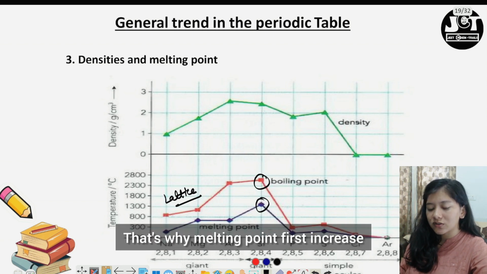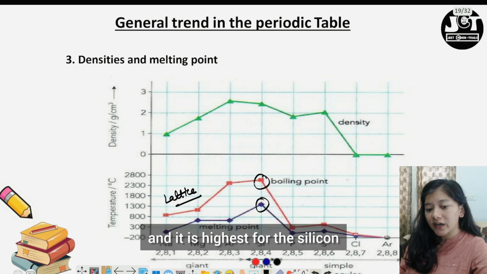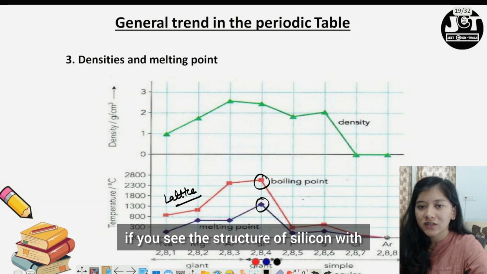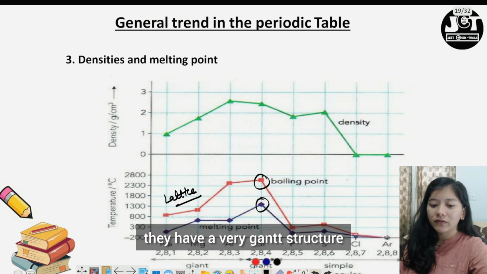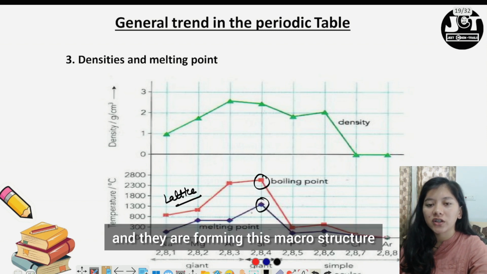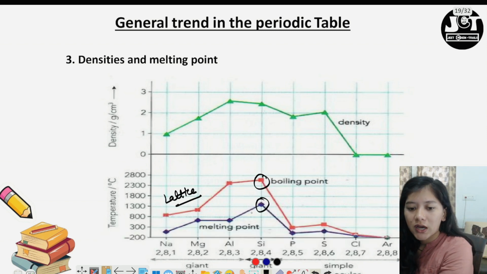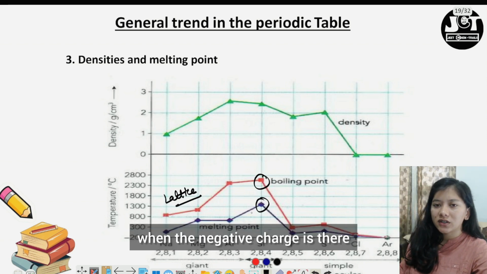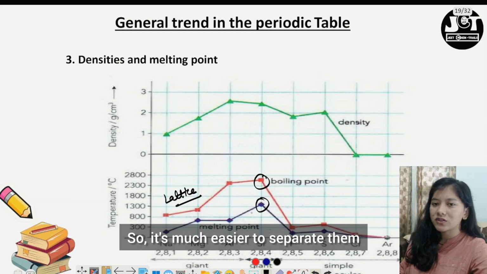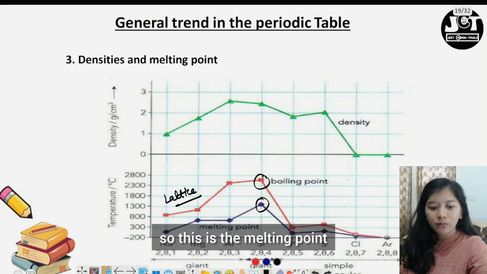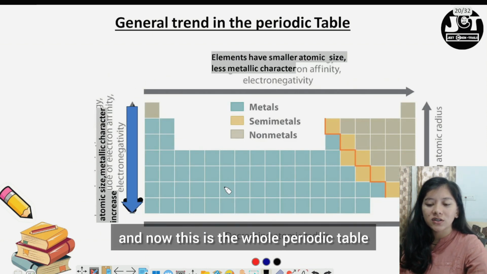That's why the melting point first increases, and it is highest for silicon, right? This is the one which shows covalent bonding. If you see the structure of silicon, with silicon together, they have a giant molecular structure. Many silicon atoms are arranged and form this macro structure, and it's not easy to separate them. Then after that, when the negative charge is there, it has only polar interaction, so it's much easier to separate them. So we need less temperature. So this is the melting point and boiling point.